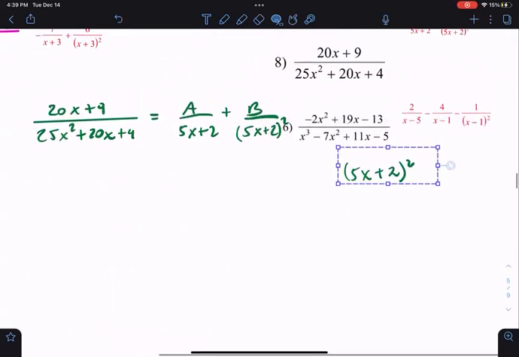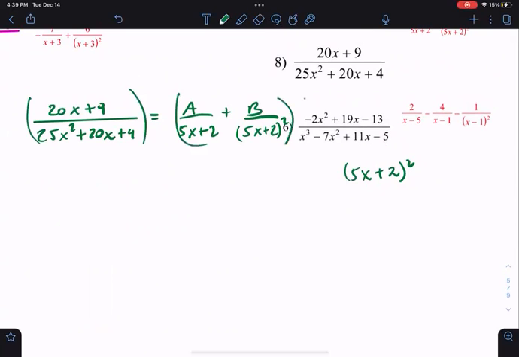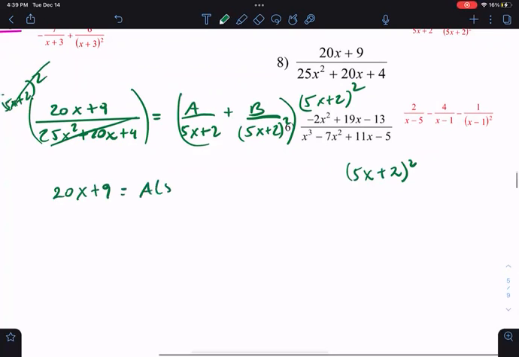So I need to multiply both sides by this guy, 5x plus 2 to the second power. And here you have to do the same, 5x plus 2 to the second power. So this cancels. You get 20x plus 9 equals a(5x plus 2), and then b is just going to be by itself.